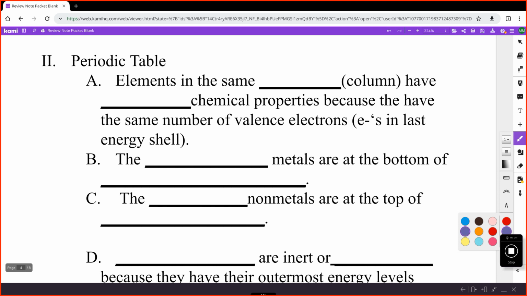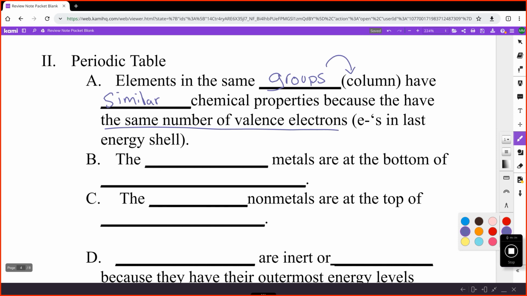So the first thing that we talked about in this unit was groups are the names of the periodic columns. And it just so happens that elements that are in the same groups of the periodic table are going to have similar chemical properties. Now, this comes out to be because they have the same number of valence electrons.